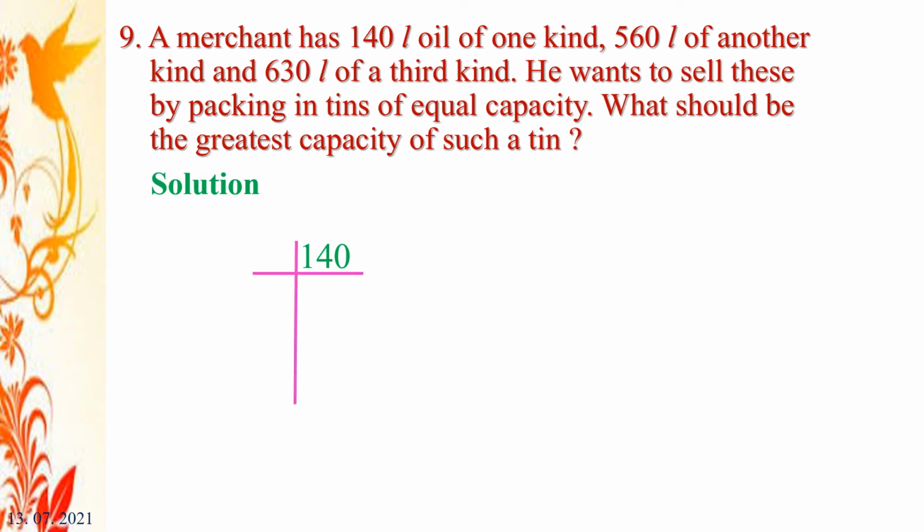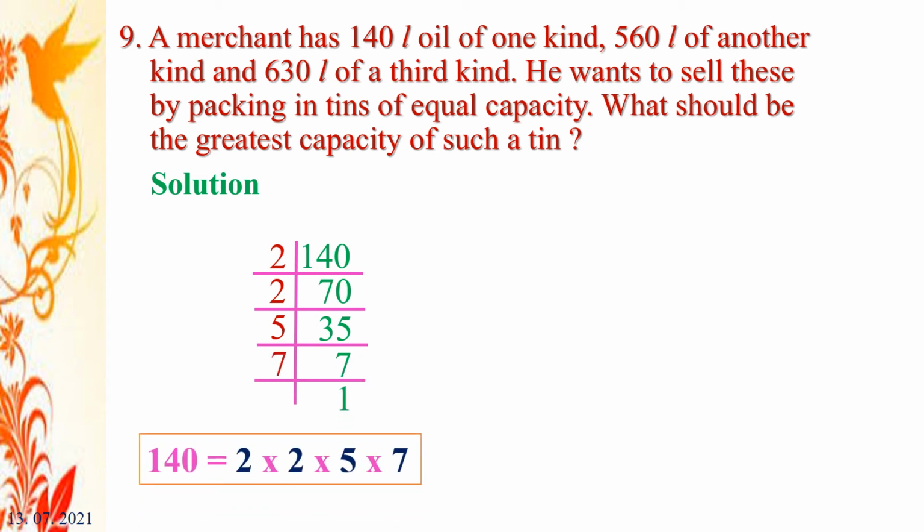It is divisible by 2. Yes, it is divisible by 2 because that is an even number. So we'll get 70. 70 is also an even number, so it is divisible by 2. So we'll get 35. 35 is divisible by 5, so we'll get 7. 7 is a prime number, so it is divisible by 7, we'll get 1. So you can write all the factors of 140, that are 2 multiplied with 2 multiplied with 5 multiplied with 7. Now we'll take 560 and find all the factors of 560.